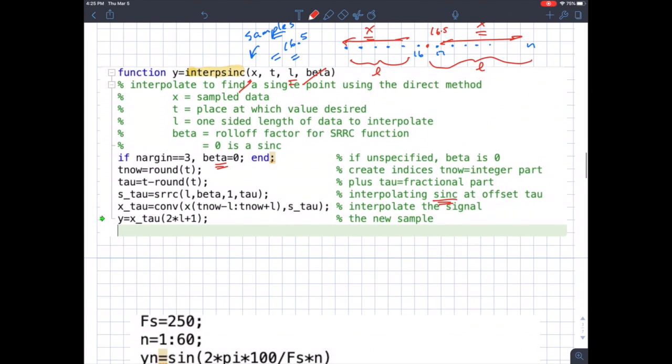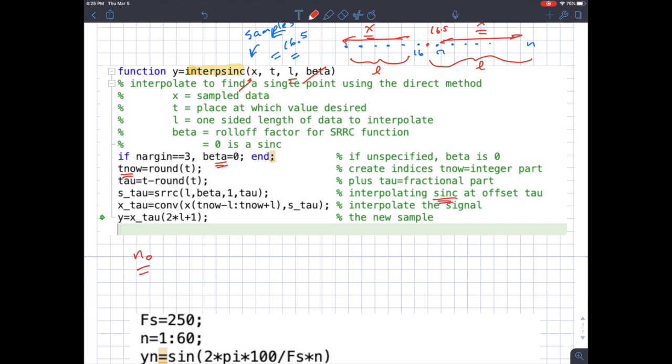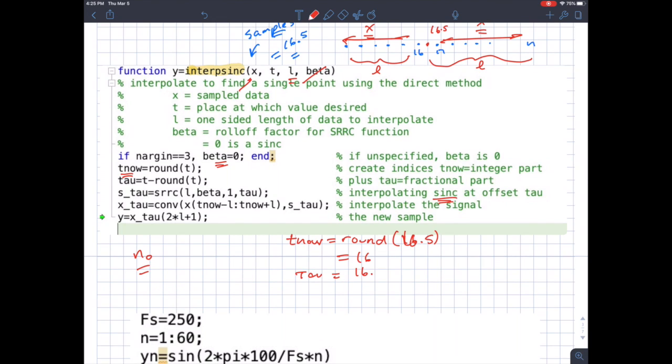So from there in the code, what he does is he calculates this parameter called t now. T now is what I was calling n naught. So you round that to an n naught value. So if t were 16.5, t now is round of 16.5, which is 16. And then tau is the fractional part, so 16.5 minus round t, which is 16, so that would be 0.5. So we know t now and we know tau.